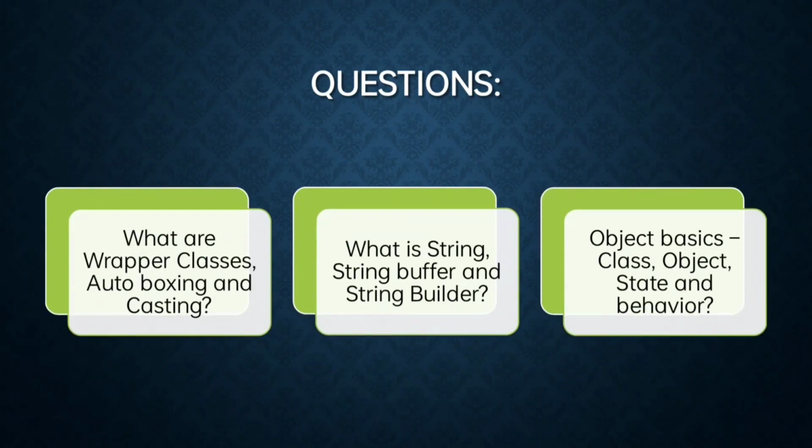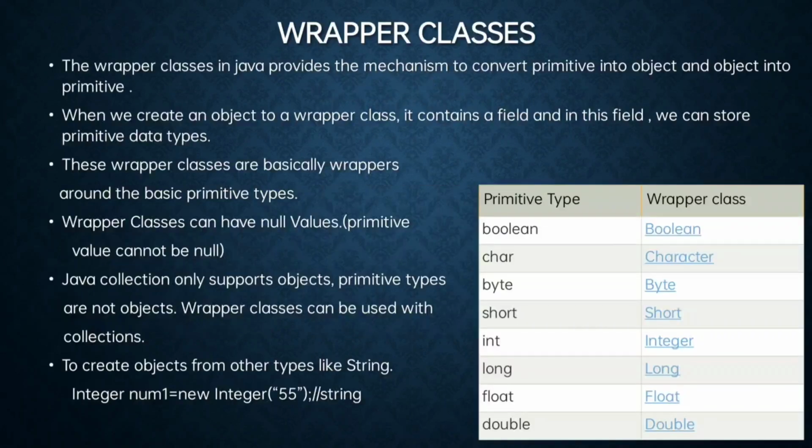We'll be covering what are wrapper classes, autoboxing and typecasting. What is String, StringBuffer and StringBuilder. We'll also be covering some of the object-oriented programming basics like class, object, state and its behavior. So let's move to wrapper classes.